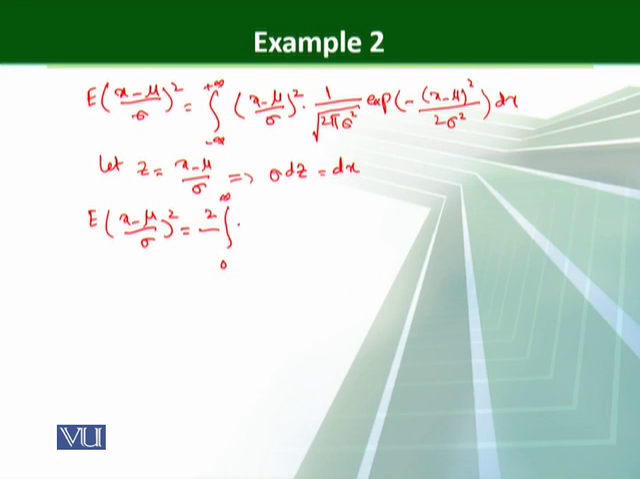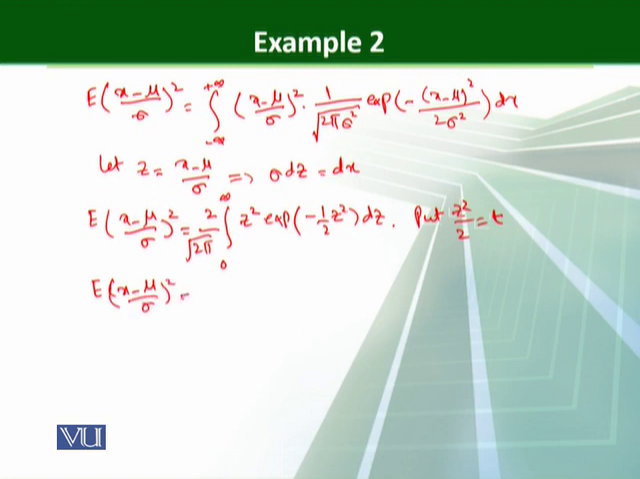so we can write it from 0 to infinity and put a 2, using the property of the integral when it is symmetric. So that is 2 over square root of 2 pi, the integral of z square into exponential of minus 1 over 2 z square dz. And again, if we put z square over 2 equal to t, it is a very simple integration. We solve it and find the result: the expected value of ((x minus mu) over sigma) whole square is equal to 1.